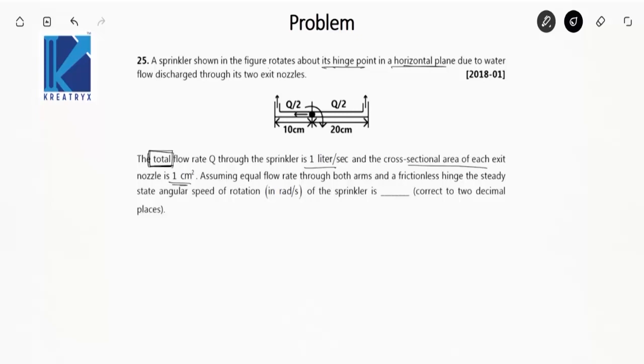Now assuming equal flow rate through both the arms, so Q by 2 is flowing through this arm and Q by 2 through this arm. They have already given this so that you don't commit a careless mistake. So assuming equal flow rate through both the arms and a frictionless hinge, keyword, the steady state angular speed of rotation of the sprinkler is. Let us find the velocity by which the fluid will exit from this arm.